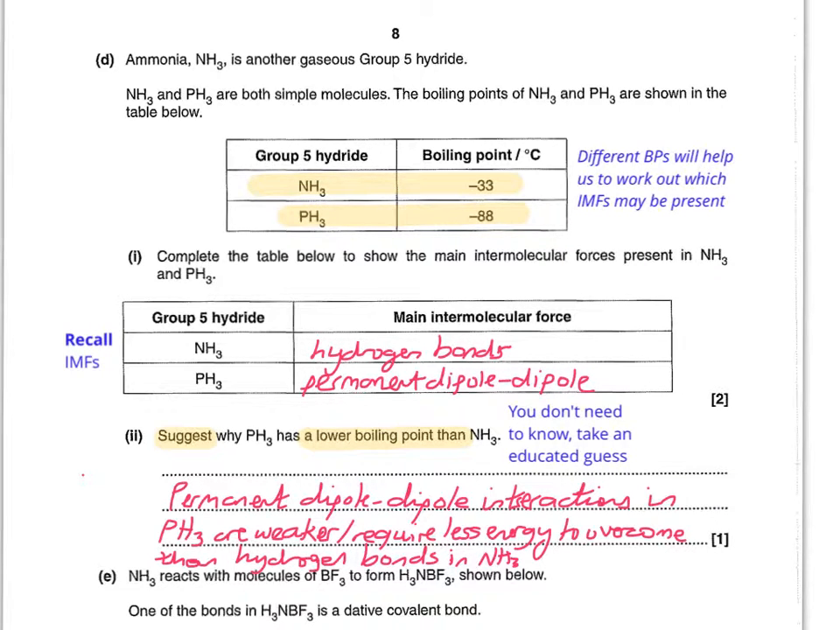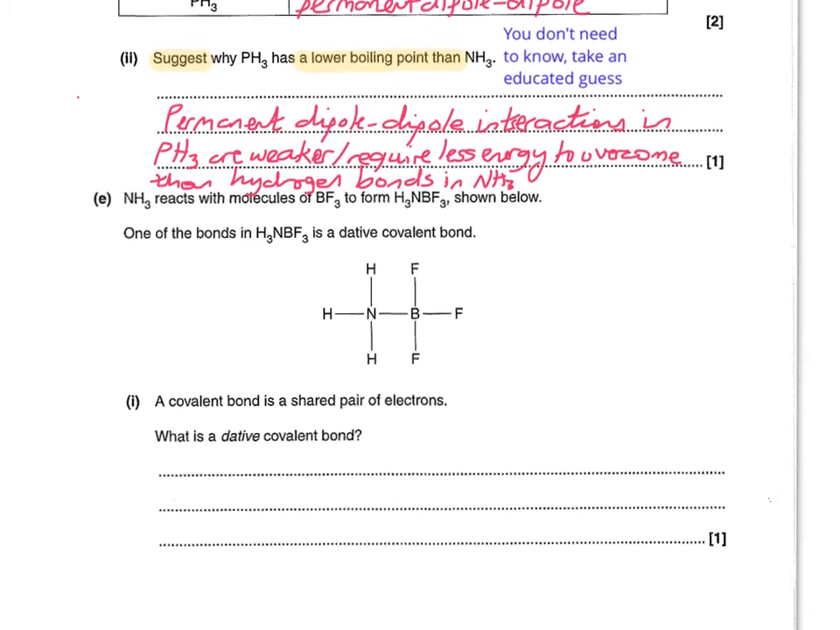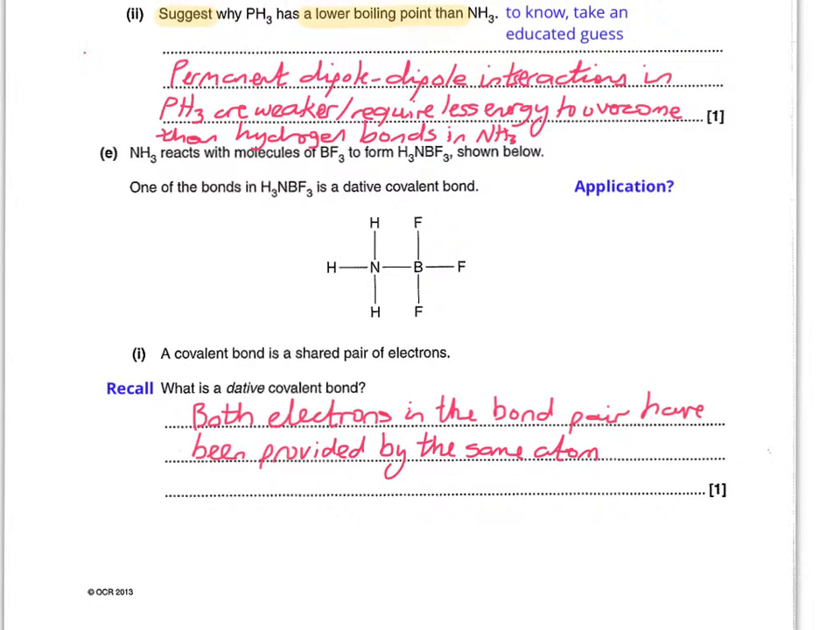So we can now move the page down a bit. So it says at this point that NH3 reacts with molecules of BF3 to form H3NBF3, shown below. So this is a new molecule perhaps that you might not have come across. So in this case you've got to recall what is a dative covalent bond. So it means that both electrons in the bond pair have been provided by the same atom.